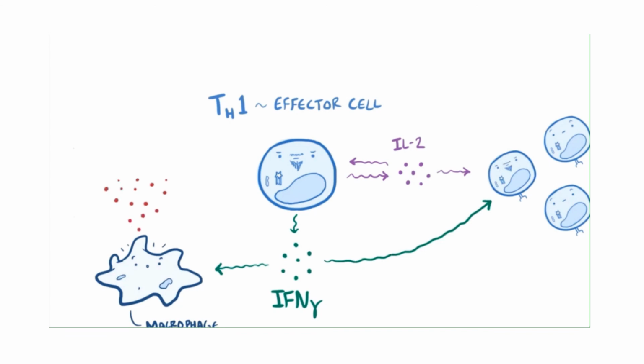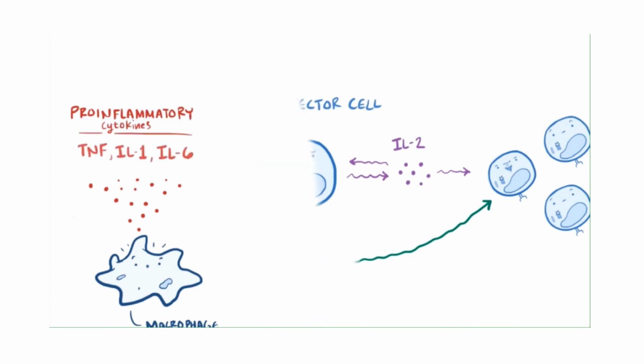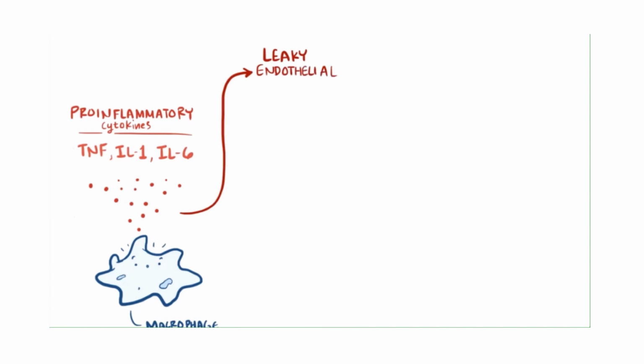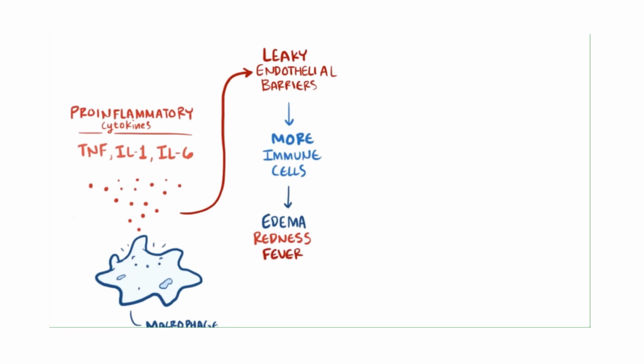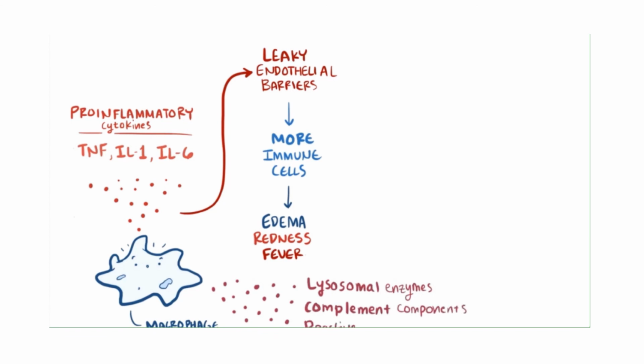Those activated macrophages release pro-inflammatory cytokines like tumor necrosis factor, interleukin 1, and interleukin 6, which causes leakiness in the endothelial barriers and allows more immune cells into the area, all of which leads to local swelling or edema, redness, and warmth, as well as systemic symptoms like a fever. Activated macrophages will also secrete lysosomal enzymes, complement components, and reactive oxygen species into the exposed area, which damage tissue.